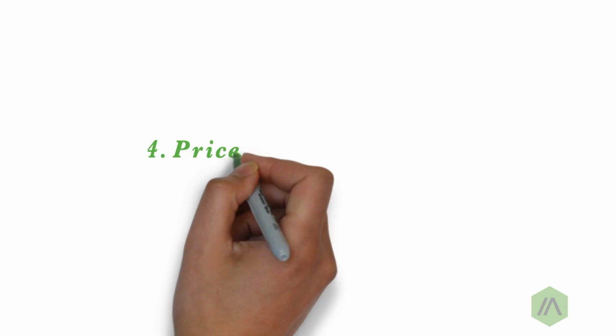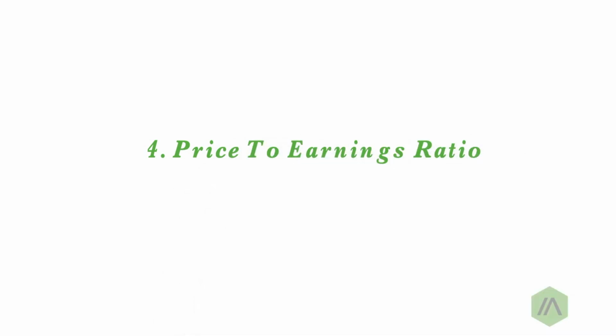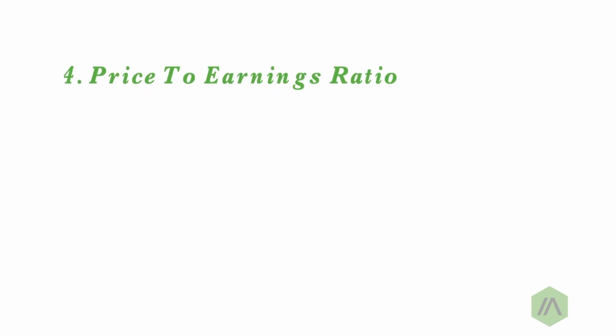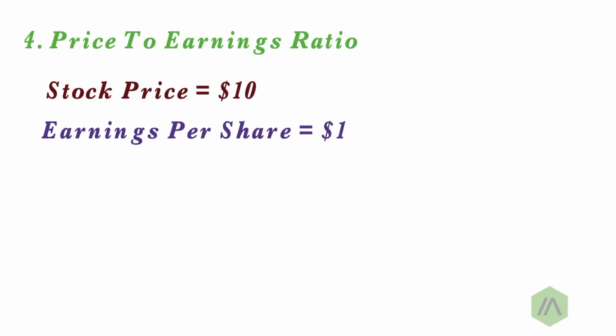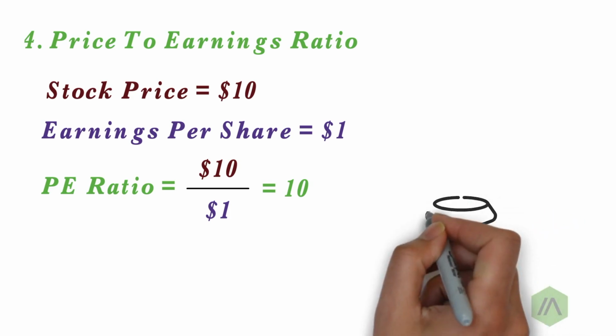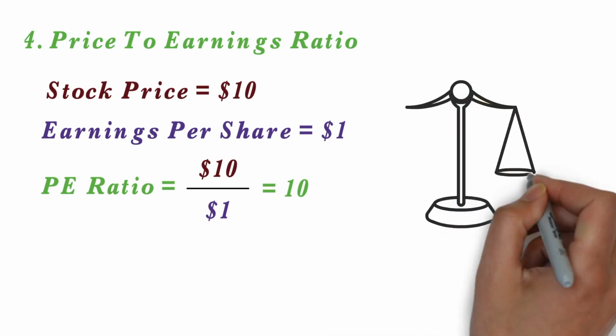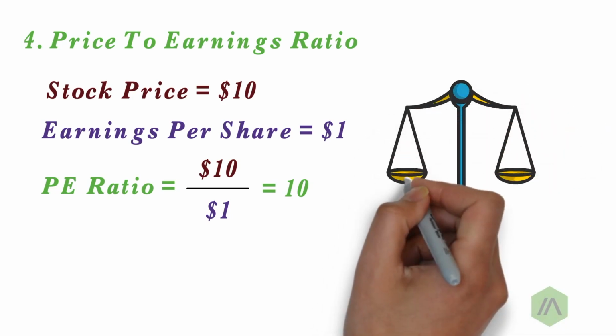Number 4 will be price to earnings ratio. The price-to-earnings ratio shows how high or low the market price of a stock is relative to the earnings per share. Suppose a stock is currently trading at $10 per share, while the current earnings per share of the stock is $1. The PE ratio of the stock would be 10. In other words, you can say that the current market price of the stock is 10 times the earnings per share. The PE ratio can also give you insight about the stock and tell you whether the stock is trading fairly priced in comparison to its peers in the industry.